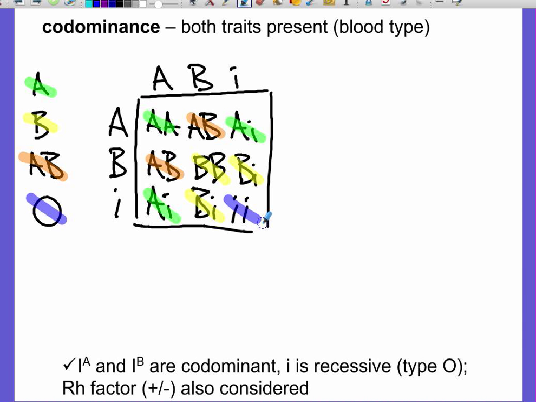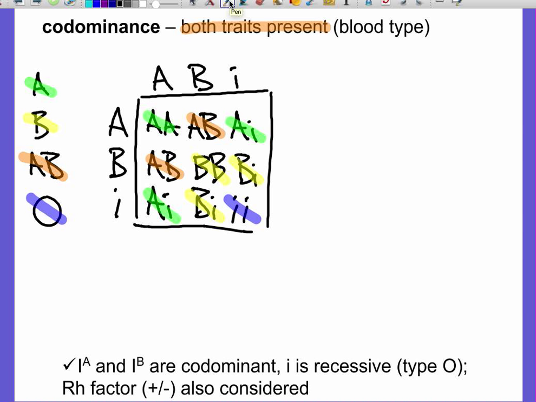This wasn't a cross between 2 parents. I'm just trying to see all these different possibilities. But the codominance is when both traits are present at the same time. So when you had that allele for A and B, both traits, both markers on those blood cells show up. And so it's codominance. A is not dominant to B, B is not dominant to A. If you have both of those alleles, both traits show up.